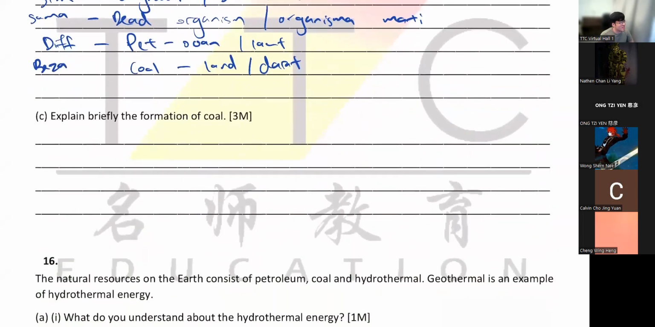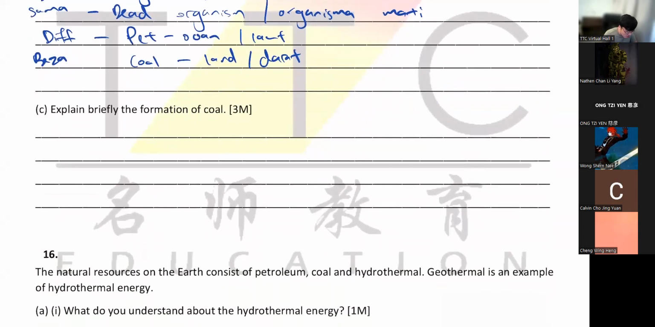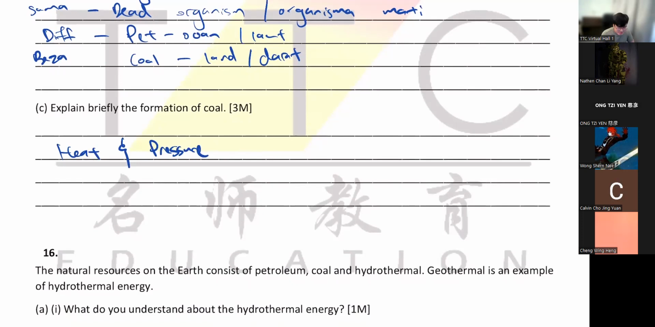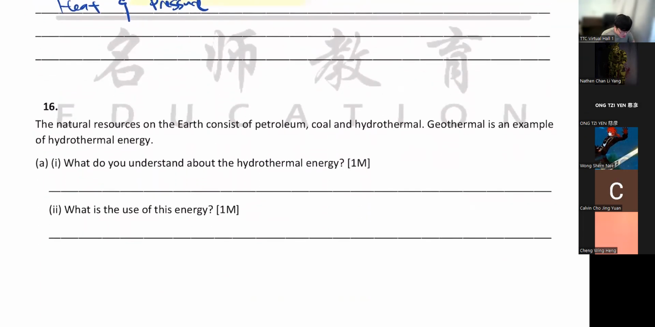Okay, so I explained briefly the formation of coal. First point, dead organisms millions of years ago. Then they are under millions of years of heat and pressure, guys. Heat and pressure is our main point. Years and years of heat and pressure, and they turn into coal. Right? Very good.